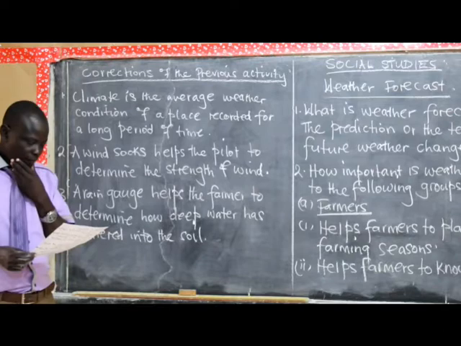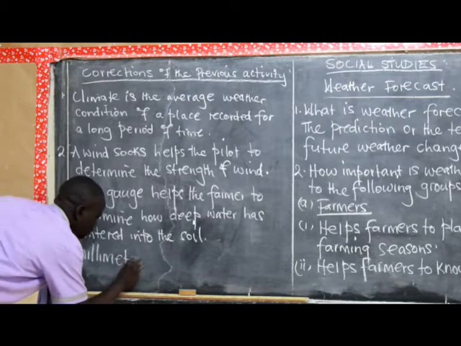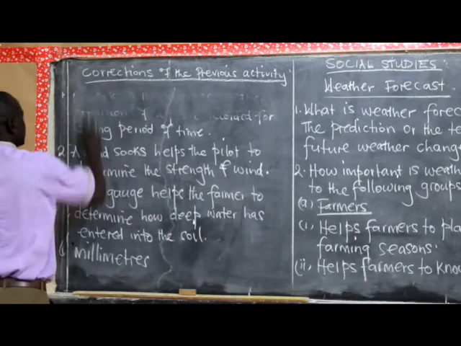Then number four was, in which units is rainfall measured? We said rainfall is measured in millimeters. So rainfall is measured in millimeters. I'm going to wrap this up so that those who are marking, I hope you have marked and you have done the correction. So let's use the same side of the chalkboard.